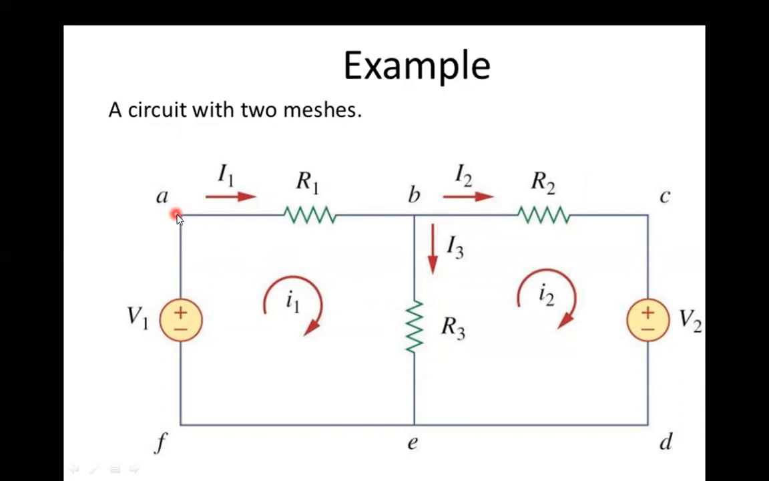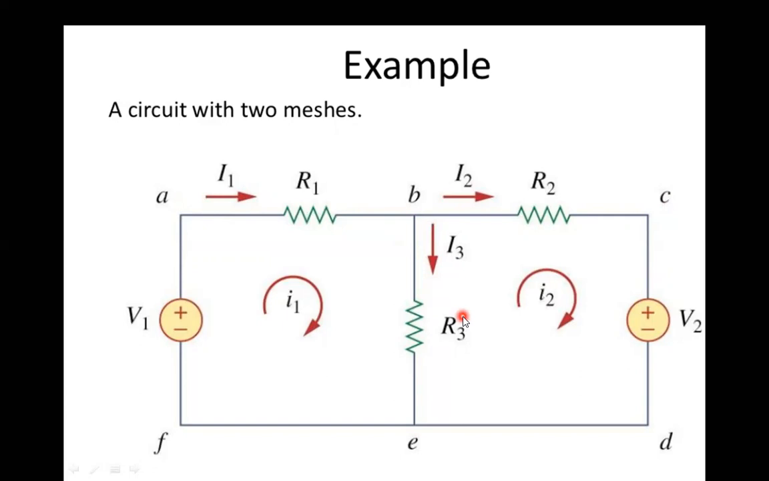We have taken a node or junction. So this point can be called a node, where different branches are meeting together. So this is point A, B, C, D, E, and F. So this circuit has two energy sources, two meshes, three impedances, and these are the currents flowing in each of the branches, and these are the nodes or junctions.